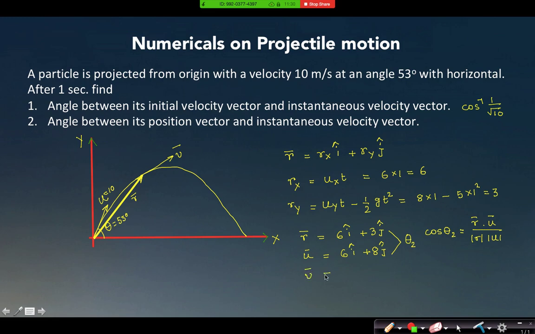But we also know the instantaneous velocity vector. Do you remember what it was? 6 i cap minus 2 j cap. So if I say the angle between them is theta 3, then I will use this formula: cos theta 3 is equal to R dot V divided by mod R mod V. Can you calculate the value of cos theta 3?